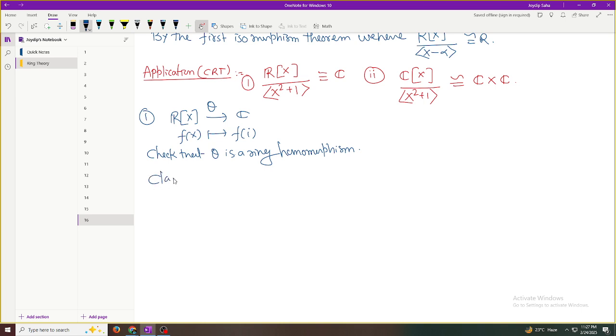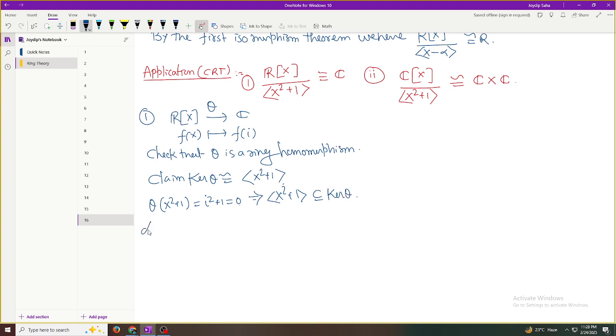Claim: the kernel of theta is the ideal generated by x square plus 1. Again, this is a monic polynomial. You know that theta of x square plus 1 is 0. So the ideal generated by x square plus 1 is a subset of the kernel. It is okay, trivial.